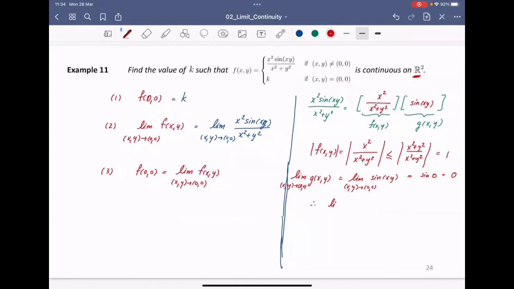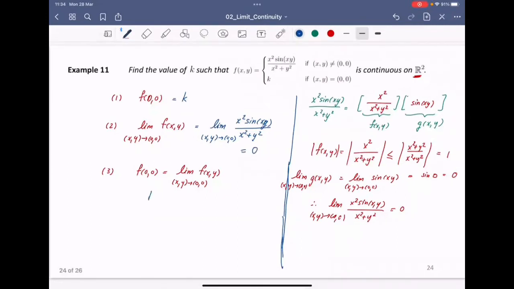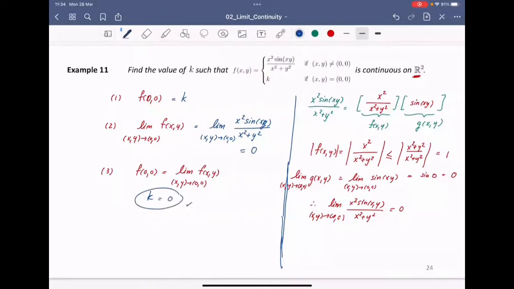So that means by the squeezing theorem, the limit of this thing is going to be 0. All right, and that is very simple, right? Which means you can now get this thing equal to 0, and then it's going to be forced that k equals 0. Good, I get the answer. Done. So k equal to 0 is the one you are looking for, because this is the one that gives you a continuous function on the entire R square.